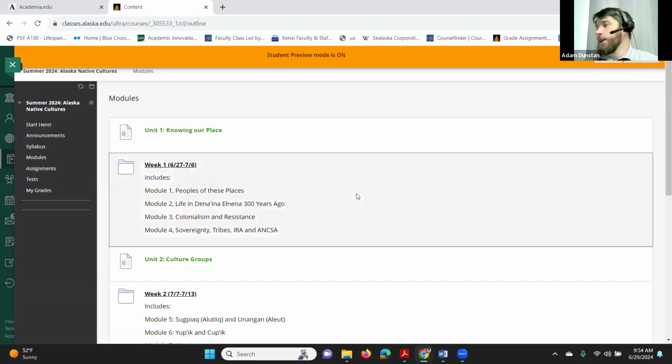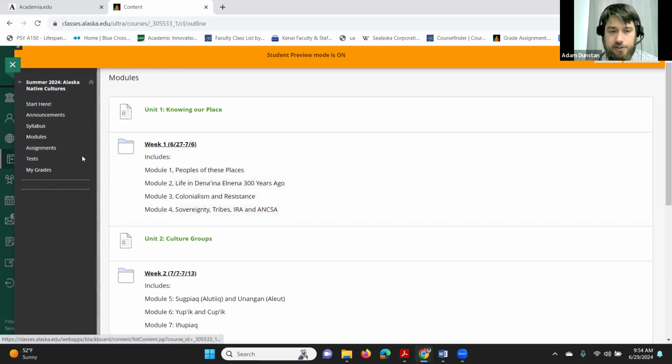And then modules. Modules is by far and away the most important page on this Blackboard, because it's where all the content is. It's where all of the lectures are, where all of the readings are, and it also has links to the assignments and tests. Although if you can't find them here, you can always just click on assignments for the assignments, or tests for the tests. And the final link is My Grades, where you can look up what your grades are.